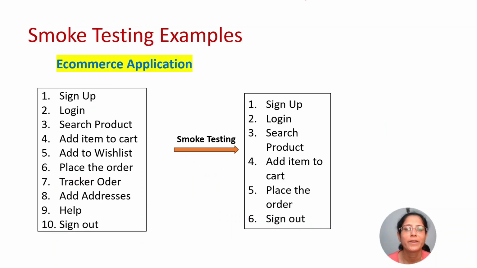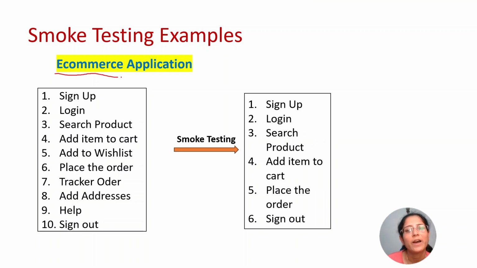Let's understand by taking an e-commerce application. What are the modules involved in that application, and as part of smoke testing what scenarios am I going to perform? In smoke testing we are not testing all the functionalities. We take only the major or critical features of an application to ensure the build is stable and decide whether I go for further testing or not.